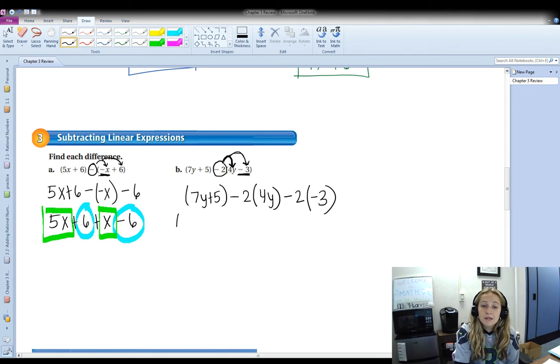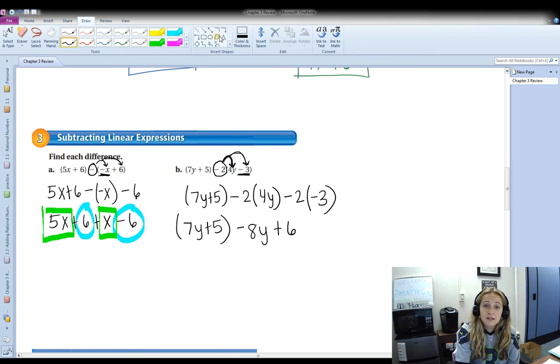Okay? You multiply those out, all right, when you distribute. Negative 2 times 4y is going to give me negative 8y. And negative 2 times negative 3, a negative times a negative, always going to give me a positive. So that's going to be a positive 6.